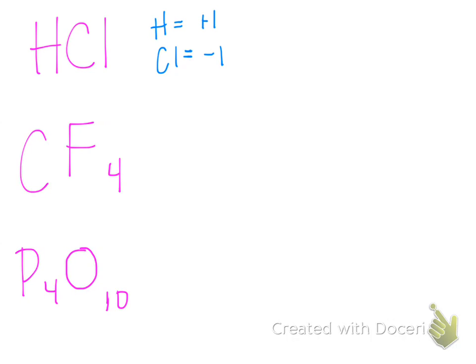Okay, next compound, what's the name? Carbon tetrafluoride. Perfect. Not monocarbon tetrafluoride, right? Just carbon tetrafluoride. Good. Okay, carbon's oxidation number is? +4. Good. And fluorine's is? -1. Very good. Everyone agreeing with those so far? Good. Our last one. The name for it.